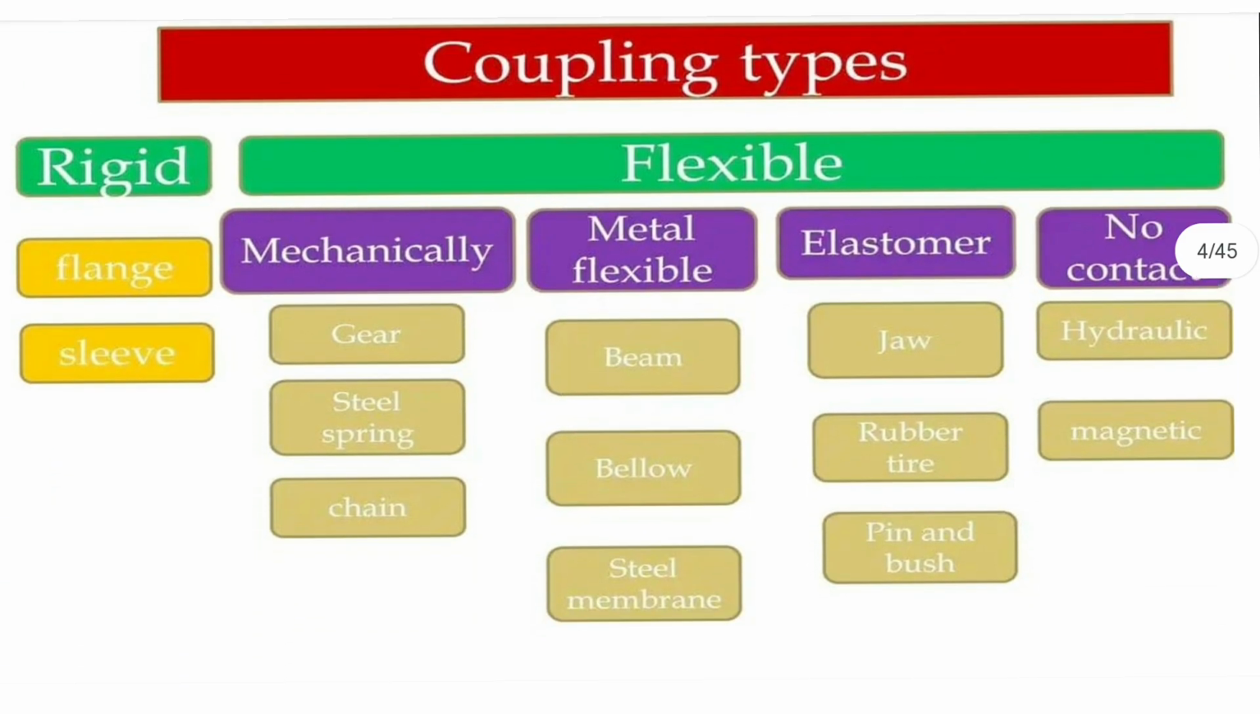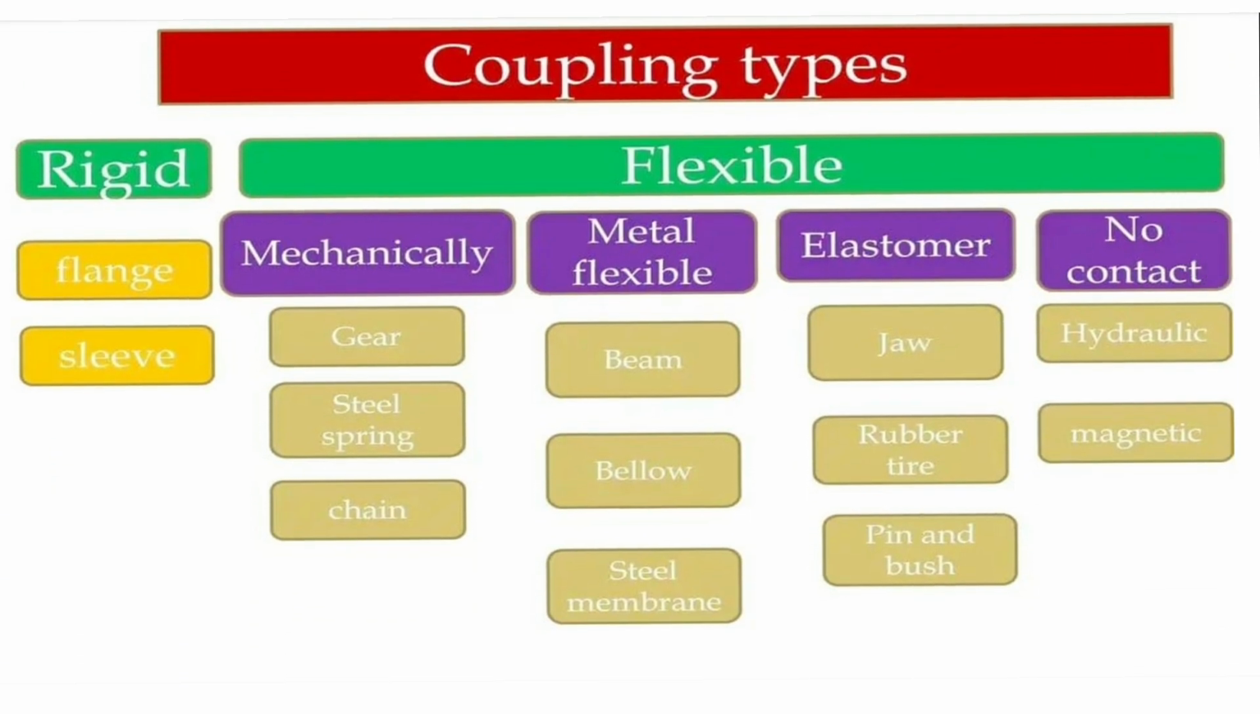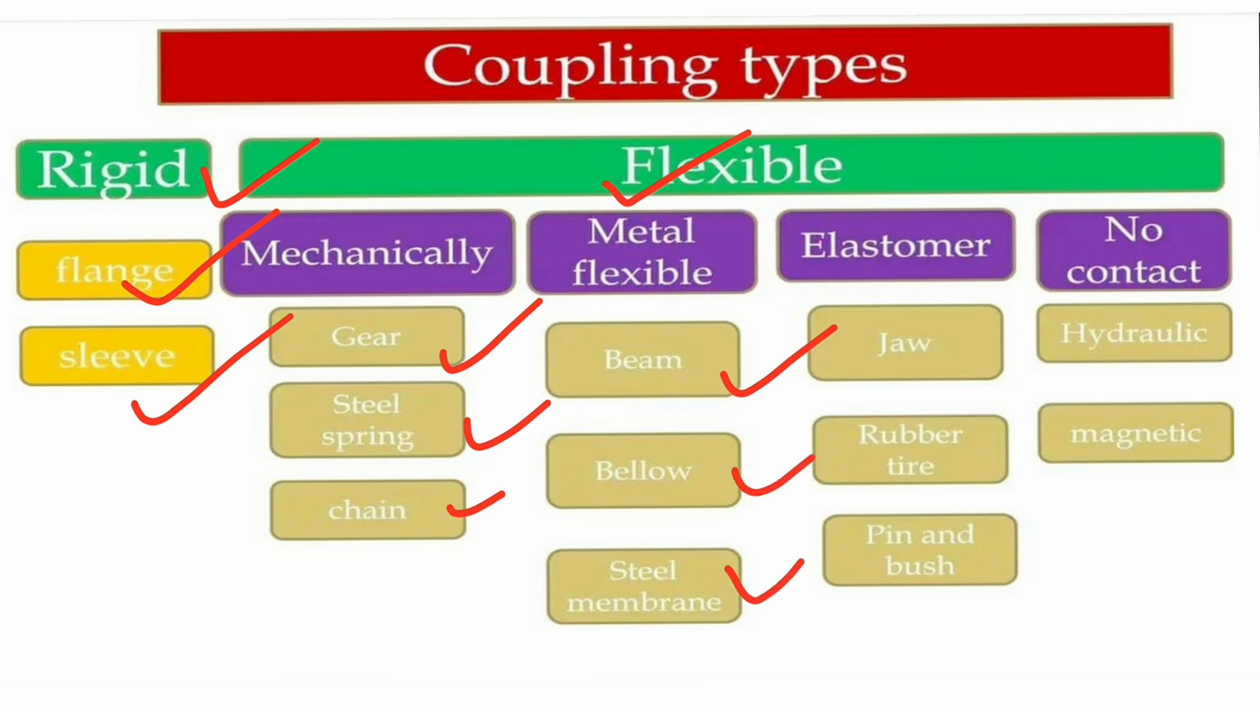Okay. Coupling types. First, there are commonly two types of coupling. First is rigid coupling, second is flexible coupling. Rigid coupling, flange coupling, sleeve coupling, mechanical coupling, gear coupling, steel coupling, chain coupling, metal coupling, beam coupling, bellow steel, membranes, and elastomer, jaw coupling, rubber tire, and pin bush. No contact coupling, hydraulic coupling, and magnetic coupling.